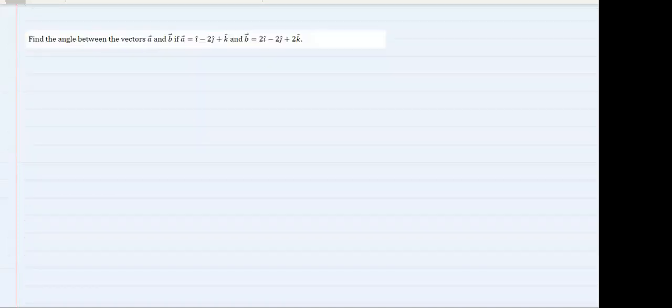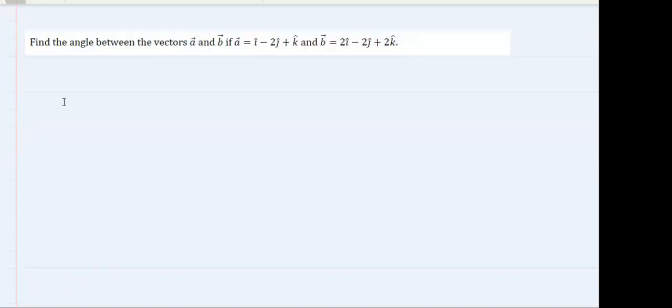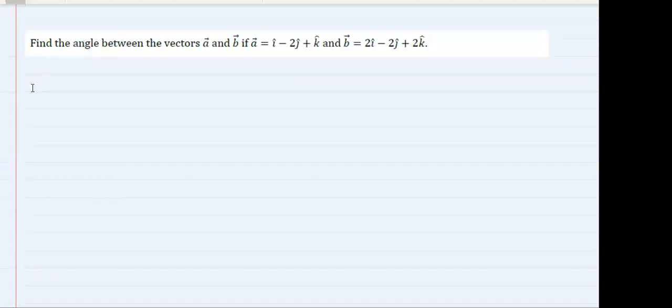Okay, so many of you are answering the question. So I said that if I'm having vectors A dot B, this is equal to magnitude of A into magnitude of B into cos theta. So I can say that cos theta is equal to A dot B by magnitude of A into magnitude of B.